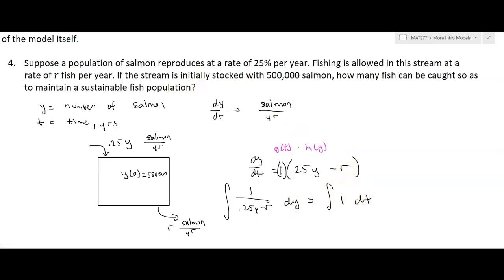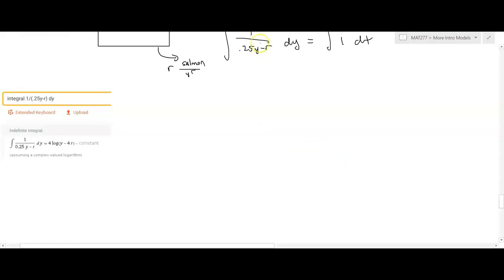And once I integrate this with Wolfram Alpha, we can see that we get 4 natural log of y minus 4R. Again, if you had integrated this by hand, you may end up with a different answer. Wolfram Alpha does some simplifications that hopefully make our lives a little bit easier. And now we multiply both sides by 0.25, or divide by 4, same thing. Natural log of y minus 4R equals 0.25t. And if we divide C by 4, that's still just an arbitrary constant.